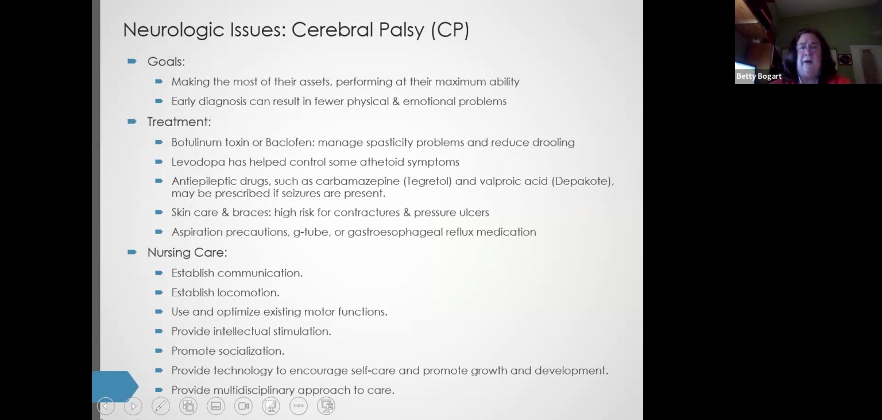So, what is our goal with cerebral palsy? Well, a lot of them are cognitively delayed. A lot of them can't be mobile, but our goal is for them to be the best they can be. So whatever they can do, we're going to do it well.